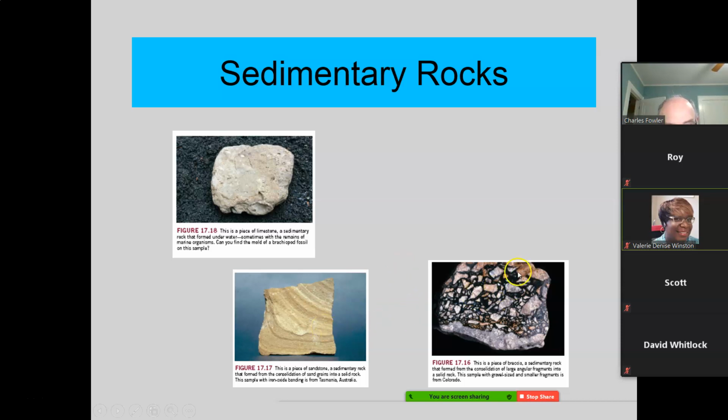Now this piece up here looks, if I can get this back, goodness, it shows up. Okay, that looks like it's more rounded. So if it was all made of those rounded materials, it would be called conglomerate. But this one is sort of angular. Most of those are angular. So therefore, this would be breccia. This is a piece of breccia. Again, a clastic, meaning actually particles. You can see the particles that form from consolidation of large angular fragments of solid rock.